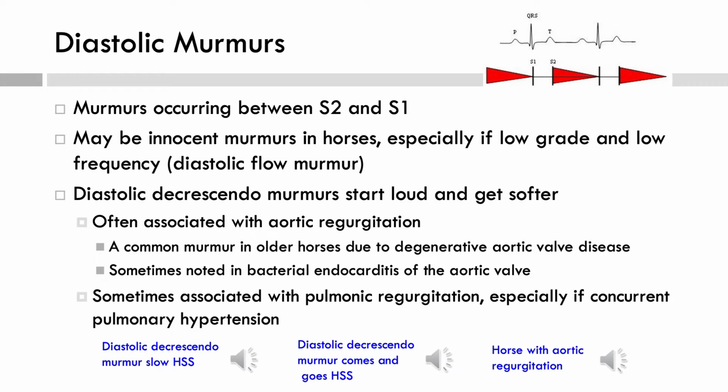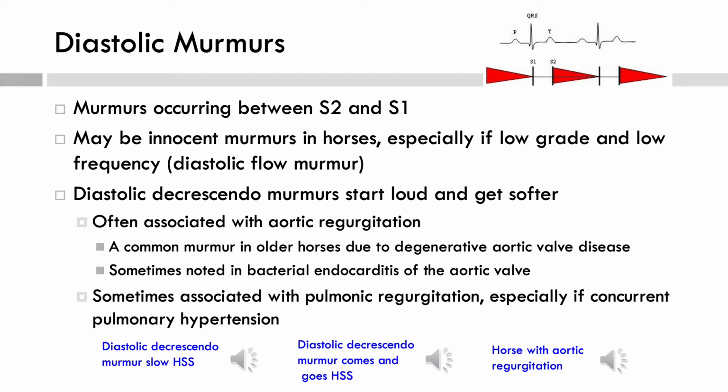Diastolic murmurs occur between S2 and S1 in diastole. Sometimes horses have innocent murmurs, typically low-grade and low-frequency diastolic flow murmurs. A diastolic decrescendo murmur is a murmur that is louder at the start and then gets progressively softer. And this is perhaps most frequently associated with aortic regurgitation, but also sometimes associated with pulmonic regurgitation.